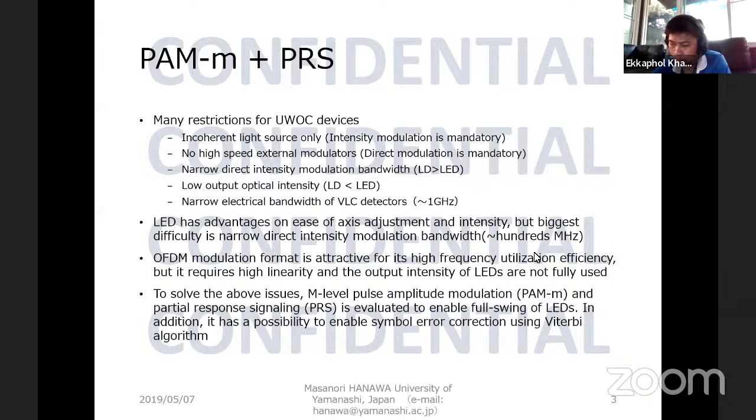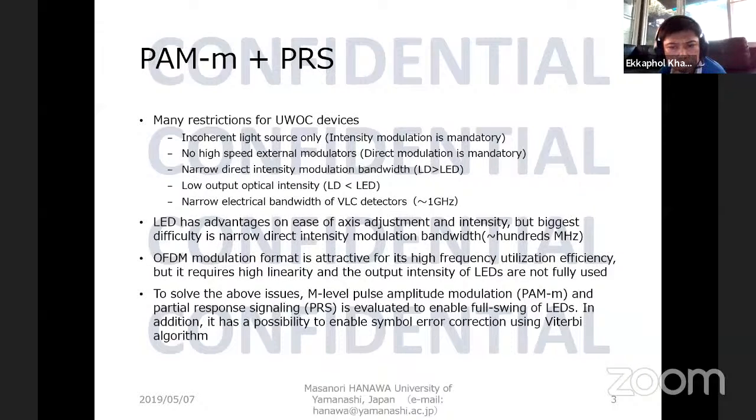Full swing LEDs should be enabled by applying this PAM4 PRS or PAM8 PRS. This is very important. This is my original idea and not published yet. So if you help me, you can be co-author of this paper.